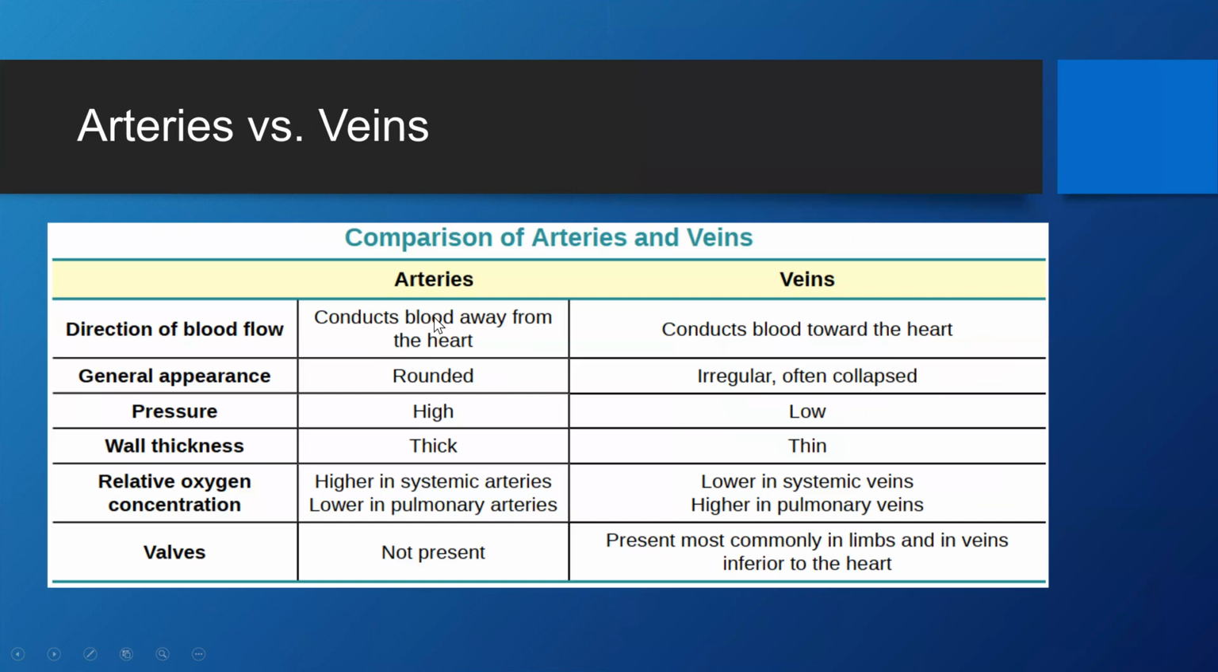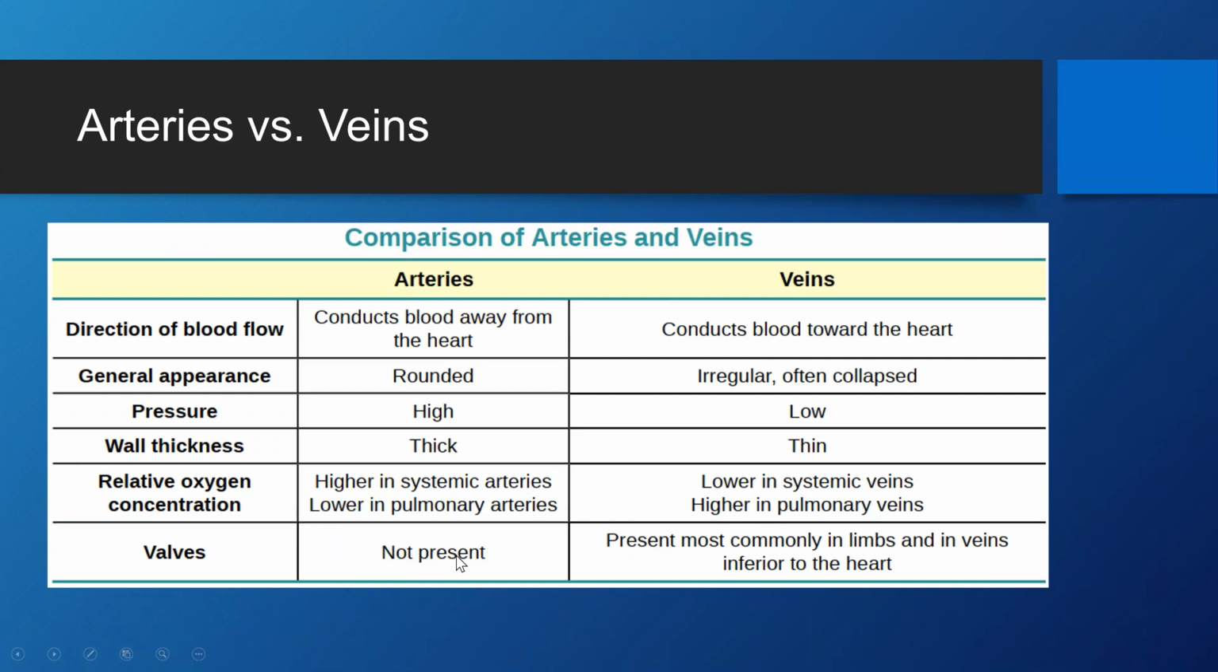So here we can compare arteries and veins. Now, direction of flow: arteries conduct blood away from the heart, veins conduct blood towards the heart. General appearance: arteries are rounded, while veins are irregular, often collapsed. Pressure is high in arteries, low in veins. Wall thickness is thick, and they're talking about tunica media. In veins, it's thin. Relative oxygen concentration is higher in systemic arteries, low in pulmonary arteries, and vice versa, lower in systemic veins and higher in pulmonary veins.